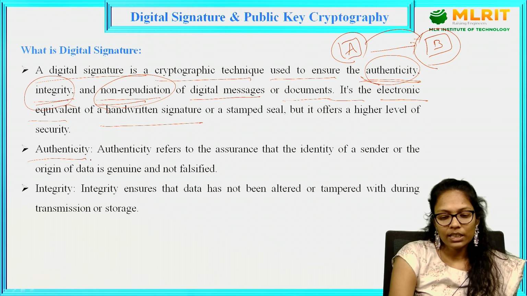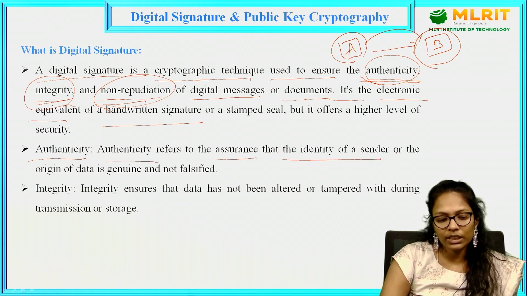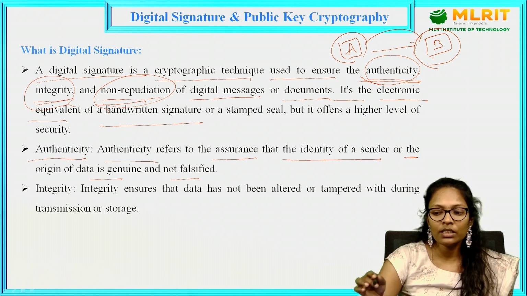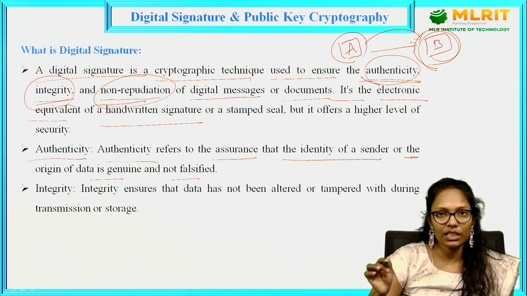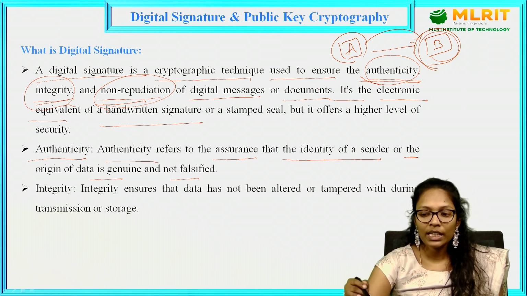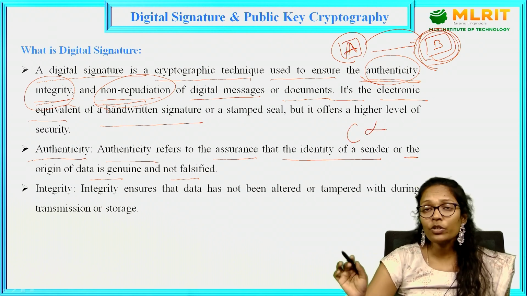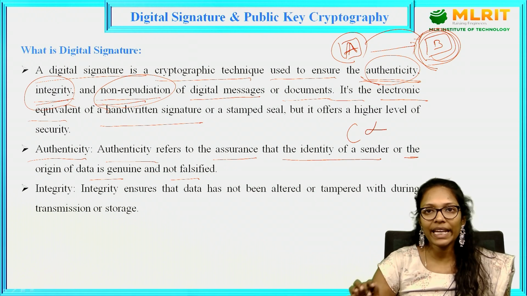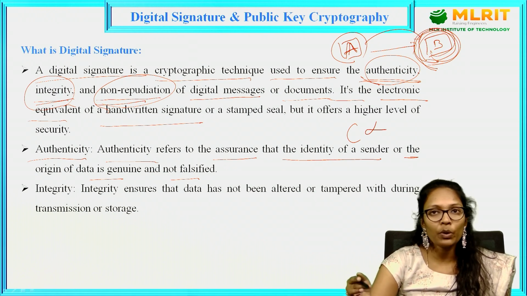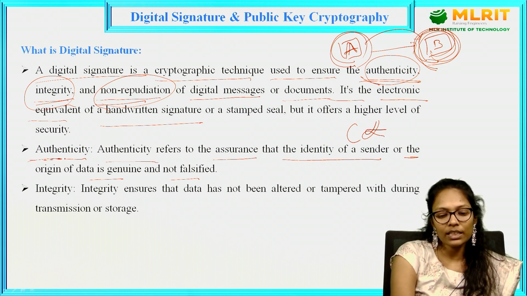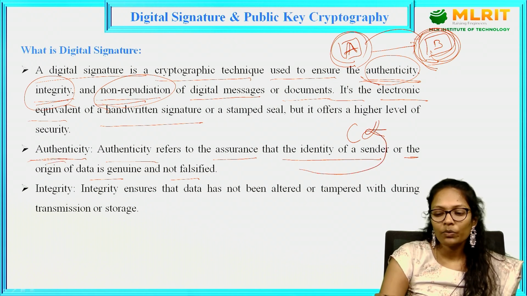So what is authenticity? Authenticity is the assurance that the identity of a sender or the origin of data is genuine, not falsified. As we discussed, how do we trust it is coming from A just because of that signature? That is authenticity. He knows he is getting that document from A, not from C, because on that document he has A's signature. So that's why he is able to understand that this document genuinely comes from person A, not from C. Authenticity provides the identity of the sender.